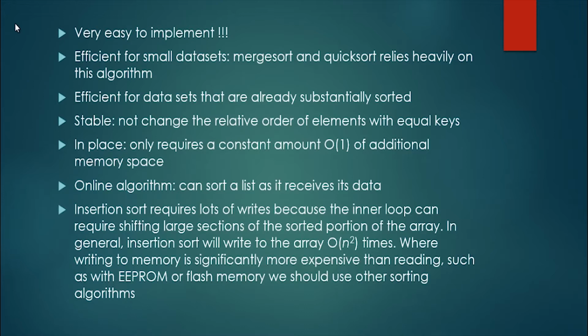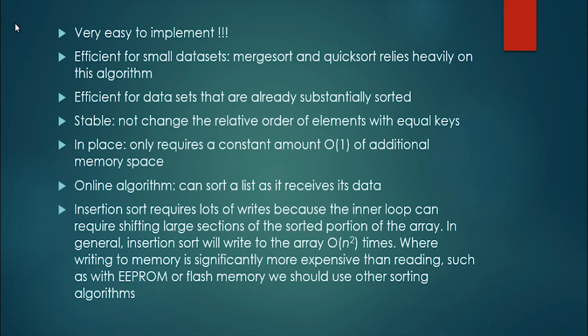It is stable, so it doesn't change the relative order of elements with equal keys. It is in place, which means that it only requires a constant amount of additional memory space. And it is an online algorithm, which is very important: it can sort a list as it receives its data. For example, if we are downloading integers from the internet, it's not a very realistic scenario, but if this is the case, then we can sort them with the help of insertion sort.